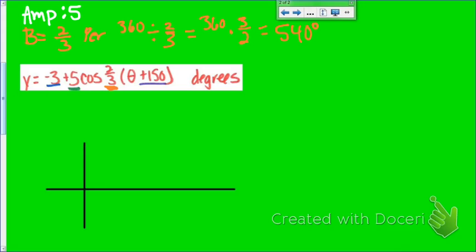So then once I know the period, I can figure out how often to have my critical points. I take the period and divide it by 4, so I'm going to have a critical point every 135 degrees from my starting point.